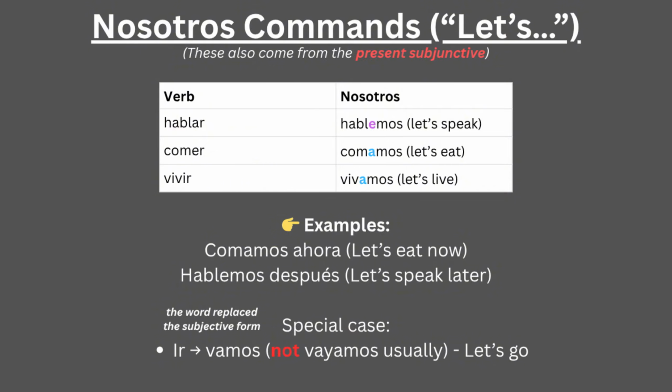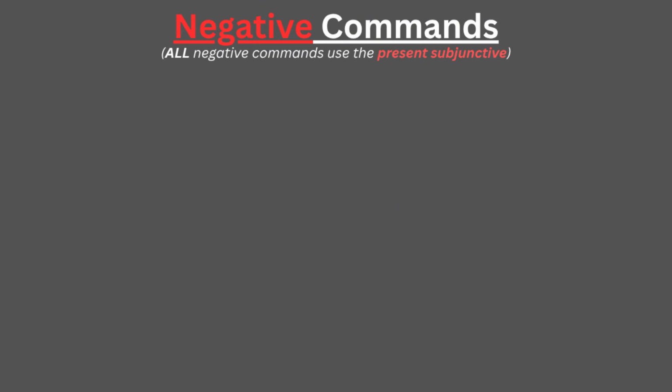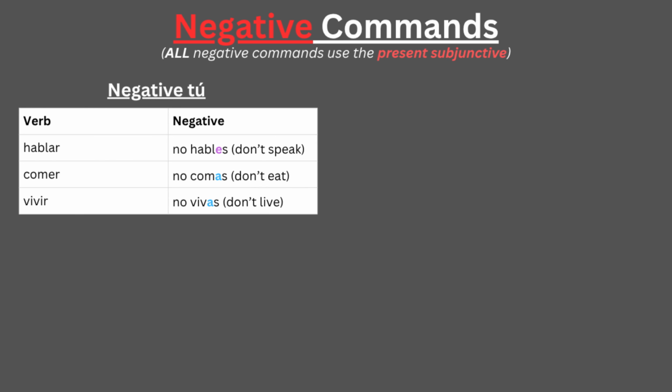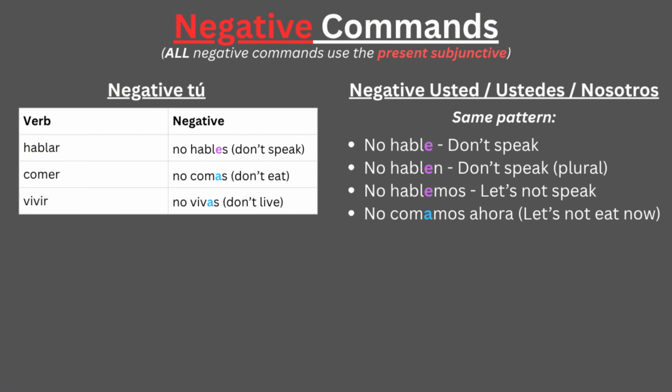Now, we need to understand what happens when commands are negative. For this pattern, negative commands use the present subjunctive, basically switching the endings. Negative tú commands are no hables, no comas, no vivas. Negative usted and nosotros commands have the same pattern. No hable, no hablen, no hablemos, no comamos ahora.